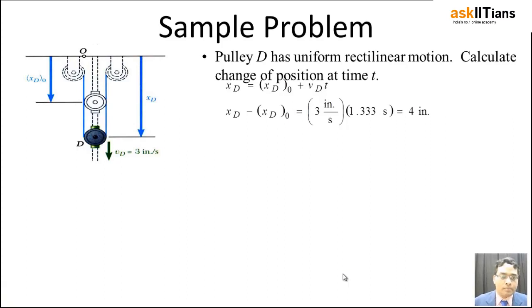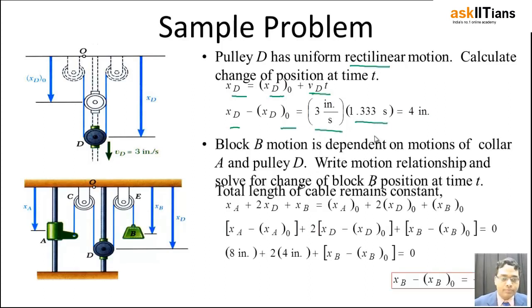Now let's try to solve this. I told you about two cases. If the pulley D is coming down, in this case the pulley D has uniform rectilinear motion. So how is the position of the pulley D changing? This is given by xd naught plus the velocity into the time taken. Let's substitute everything. The difference is equal to the velocity of D, which is 3, into 1.33 seconds. That comes out to be 4 inches.